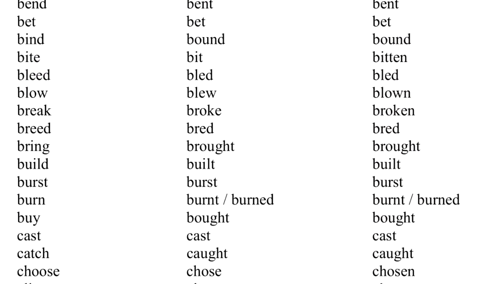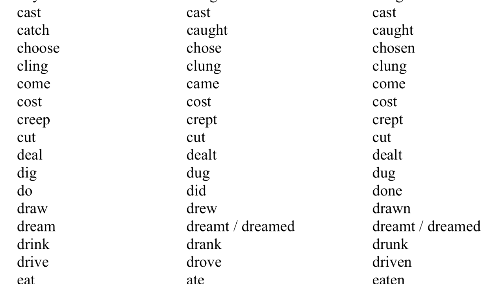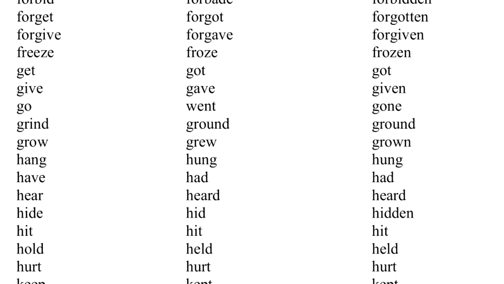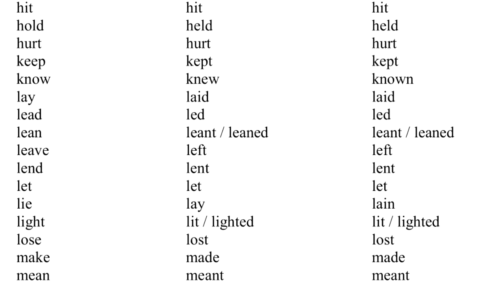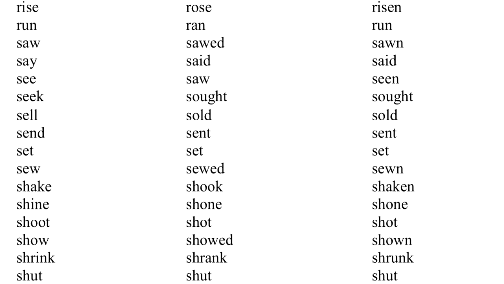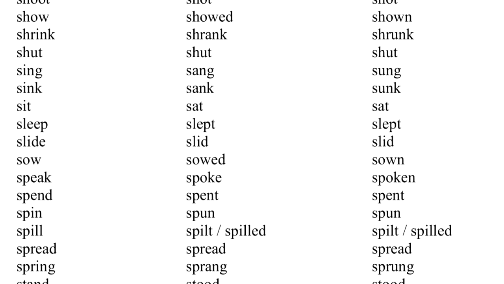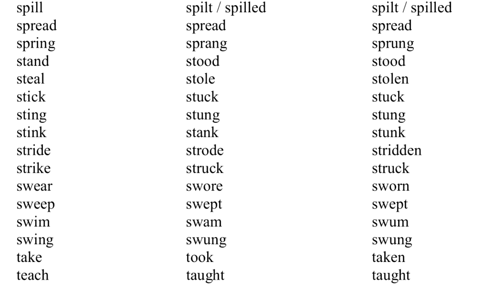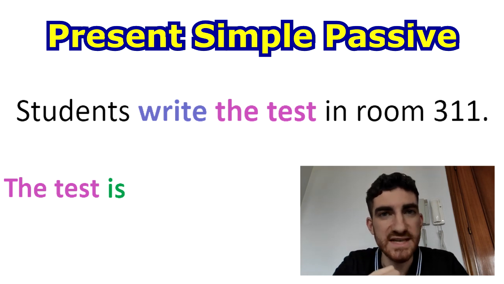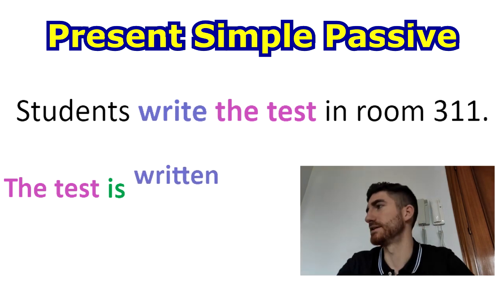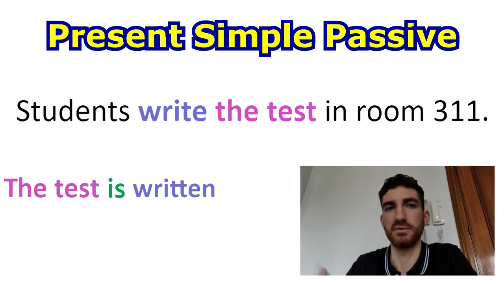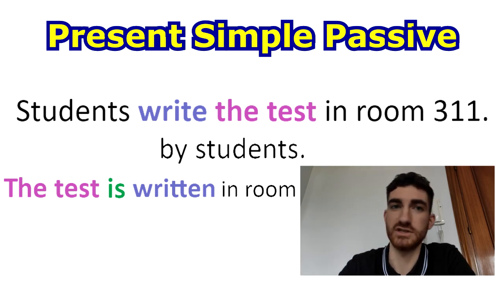You also need to know the irregular verbs. If you don't know some of them, please search Google for an irregular verbs list. But do not make mistakes in that, because you can copy either from online dictionaries, from translators, or from an irregular verbs list from the internet. Okay, here you have one. I'm gonna leave it in the description of the video, but please take irregular verbs seriously. Write, wrote, written. Very good, with double T. So the test is written, and I will write the rest, in room 311 by the students.